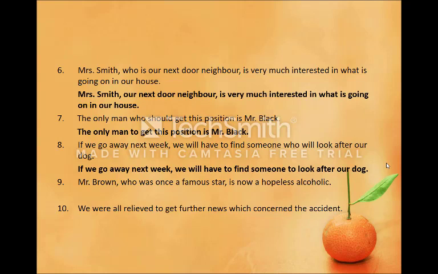Number 9. Mr. Brown, who was once a famous star, is now a hopeless alcoholic. Mr. Brown, once a famous star. So again, I omit the relative pronoun who and I omit the verb to be. Be careful, the verb to be can be in any tense, present tense, past tense. The rule is the same. You omit the relative pronoun and the verb to be.